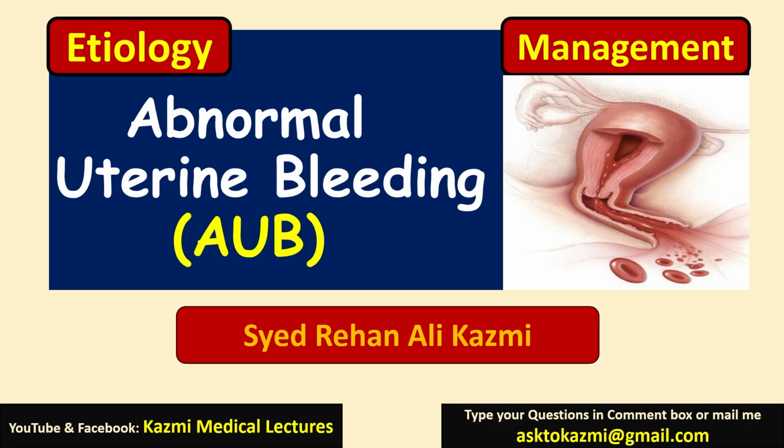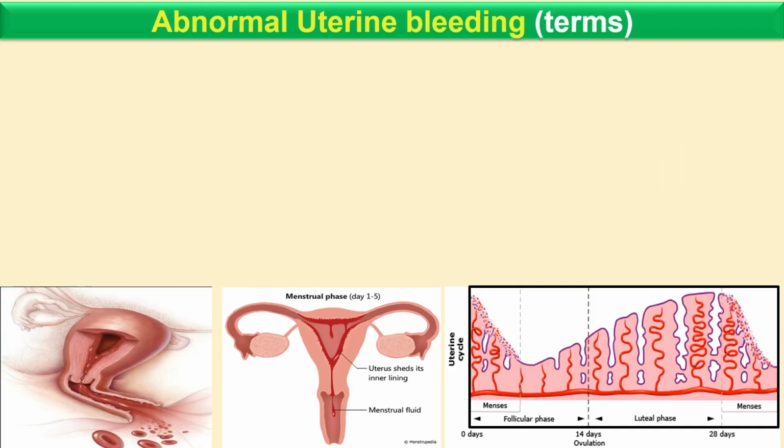So you know, every reproductive age female undergoes a normal uterine bleeding period. Okay, that's a menstrual cycle. So if anything does not meet the normal criteria of the menstrual cycle, that is considered abnormal uterine bleeding. Okay, so what is the normal criteria of the menstrual cycle?